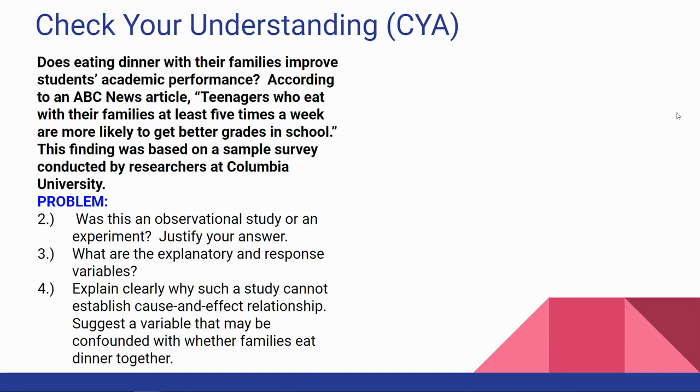Okay, so this ABC News article describes a situation. Was this an observational study or an experiment? What are the explanatory and response variables? And explain clearly why such a study cannot establish a cause and effect relationship. Suggest a variable that may be confounded with whether families eat dinner together.